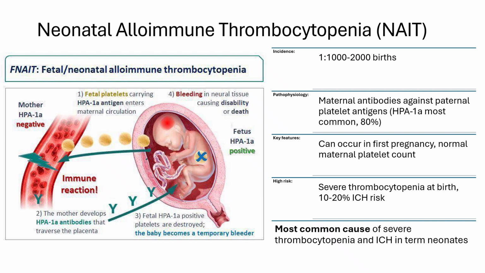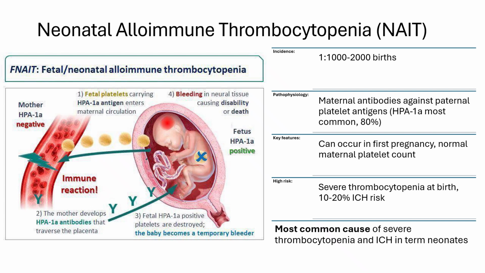Clinical presentation typically involves severe thrombocytopenia at birth, often with platelet counts below 50,000 per microliter. The maternal platelet count remains normal, distinguishing NAIT from maternal ITP. The most feared complication is intracranial hemorrhage, occurring in 10 to 20% of cases.